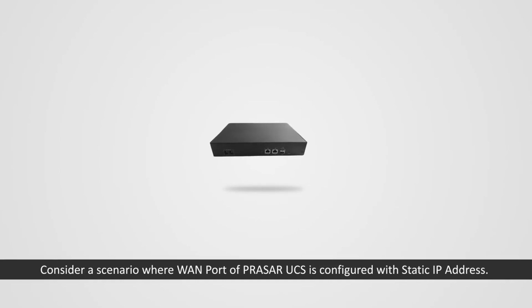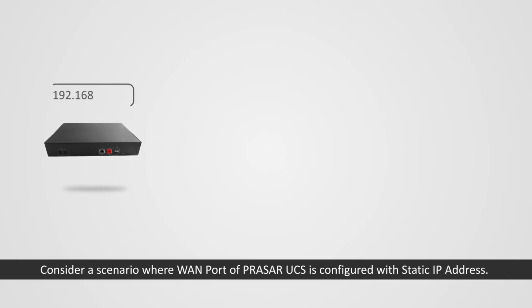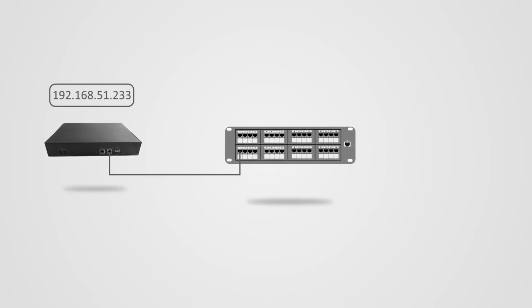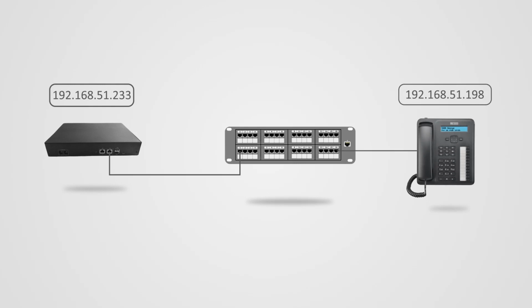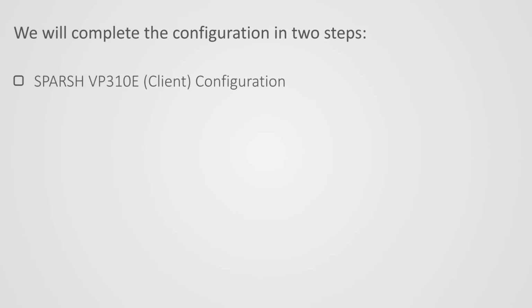Consider a scenario where WAN port of PRASAR UCS is configured with static IP address. SPARSH VP310E will be registered with the WAN port IP address of PRASAR UCS. We will complete the configuration in 2 steps. SPARSH VP310E, that is client configuration, PRASAR UCS, that is server configuration.